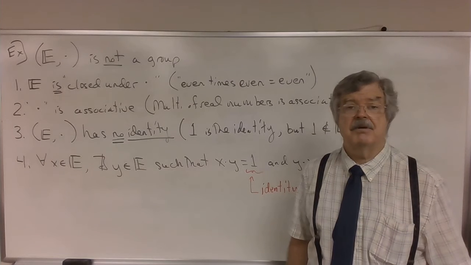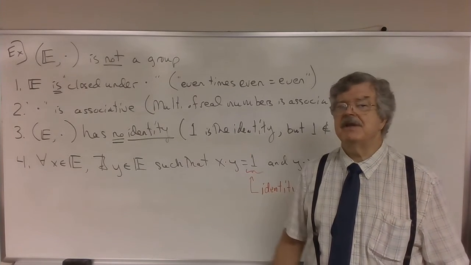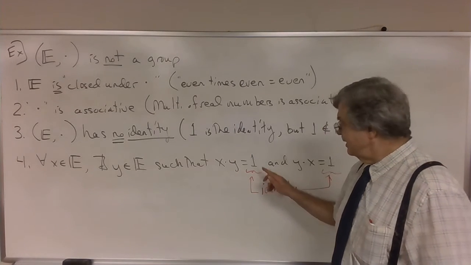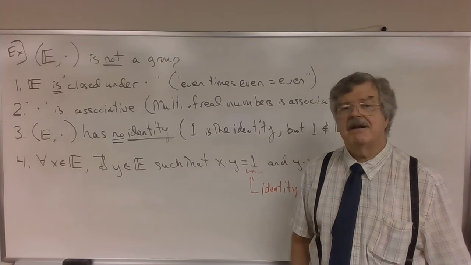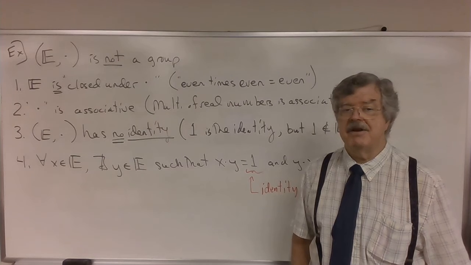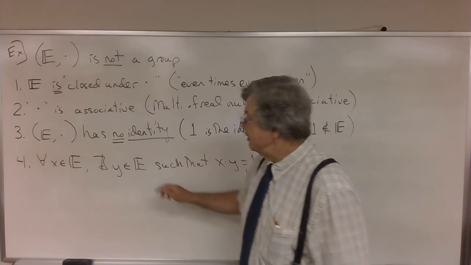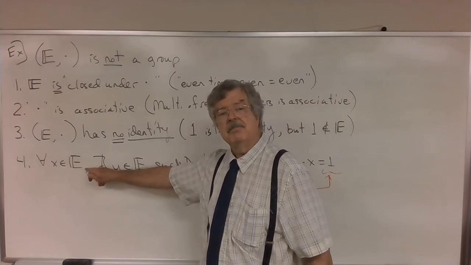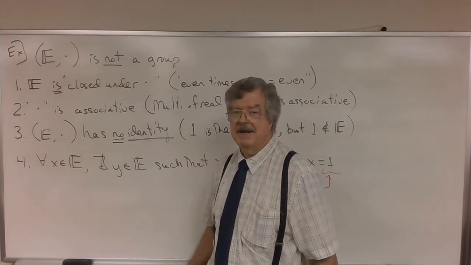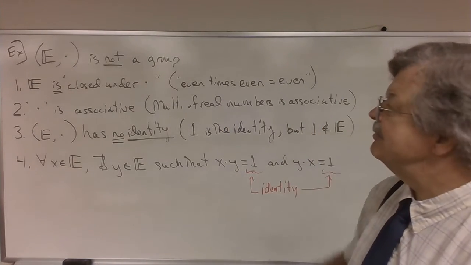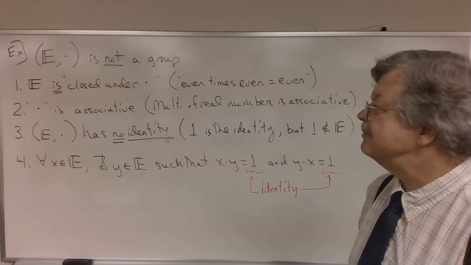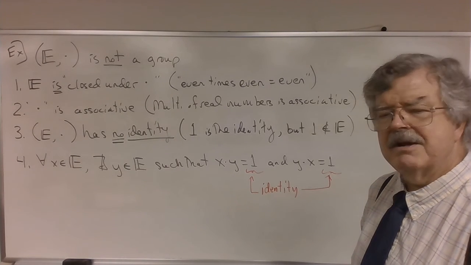0 is an even number. There's nothing that we can multiply 0 by to get the identity 1. And 10 is an even number, but there's no even number that we can multiply 10 by to get the identity 1. So here's another example of a set and a binary operation that fails to be a group.